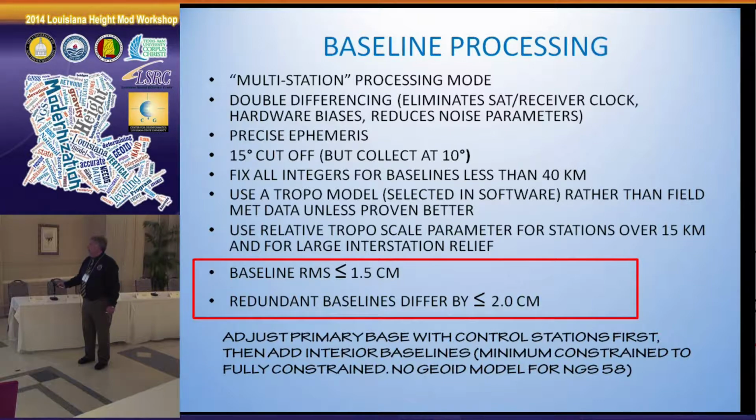Also, every time you do the redundant baselines, you've got to have them repeat to within 2 centimeters. So this is your goal. If you do that, you'll come up with the right answer. You're going to have a cutoff angle of 15 degrees so you don't get the noisy data coming through the atmosphere in the processing, but you're actually going to collect the data to 10 degrees, which I agree with.